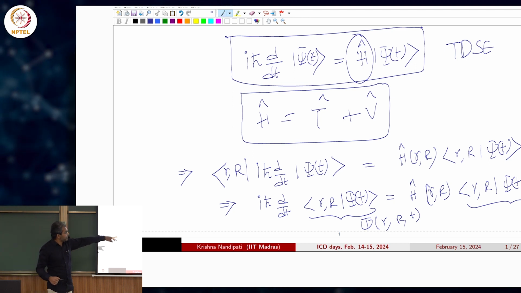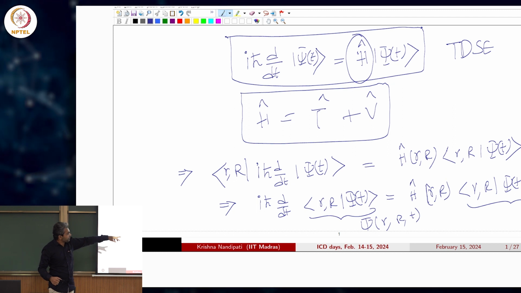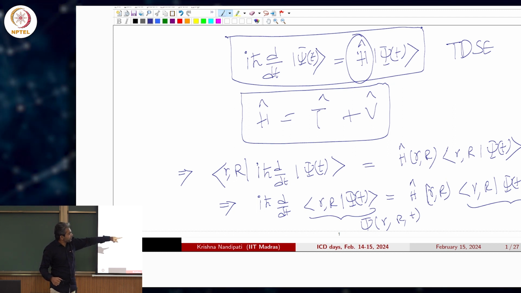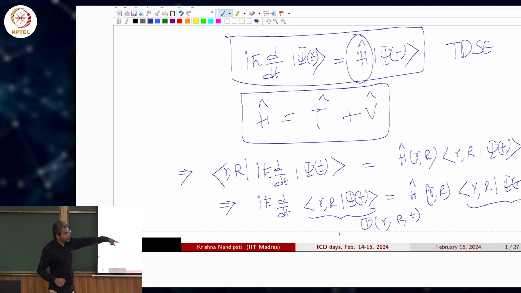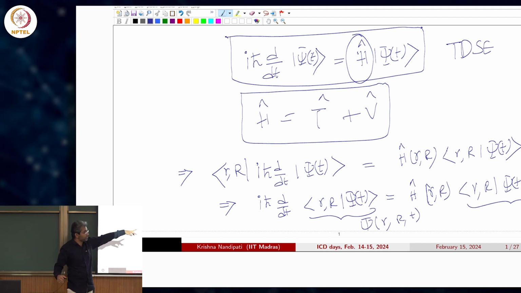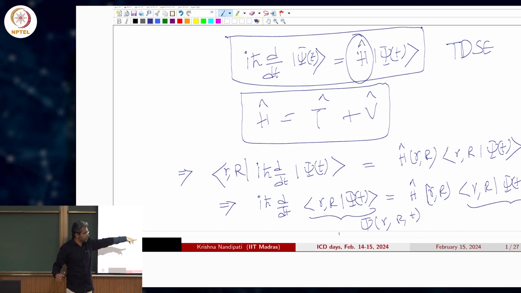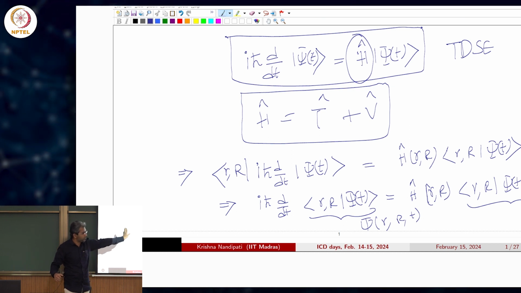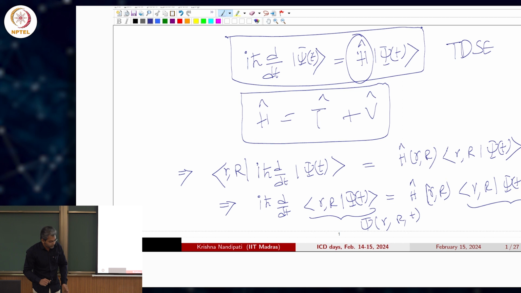We are representing the Hamiltonian in the position space. So it has the kinetic and potential energy. They are functions of these two coordinates, so that information is already in there.